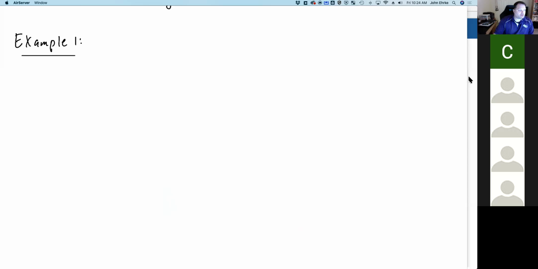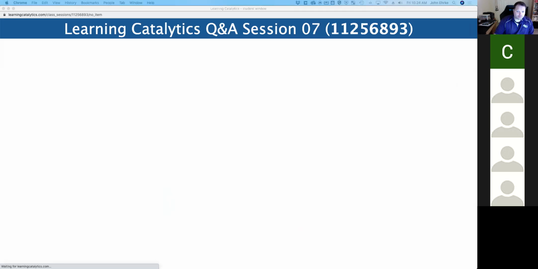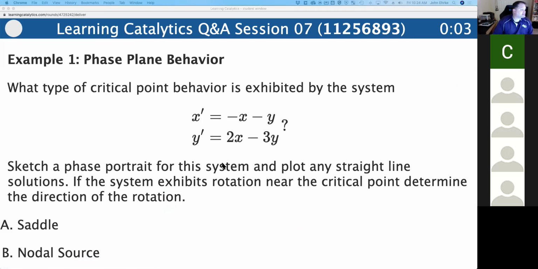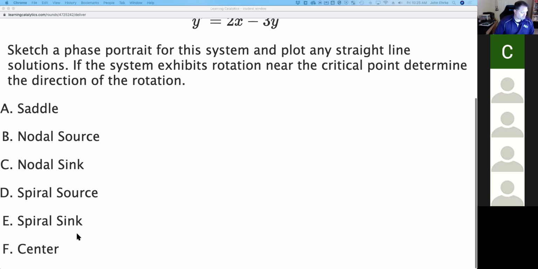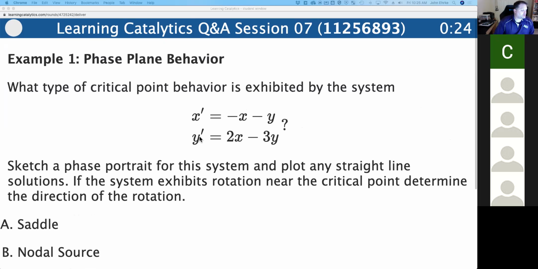So we're going to start with this first example. We're going to look at the critical point behavior, or the equilibrium point behavior, at 0, 0. That's always the equilibrium point for these systems. So what kind of behavior do we expect at 0, 0 exhibited by this system? I have a couple of different choices for you, and I'll talk more about the choices as we go along. So let's start with this system and see what we can get into.